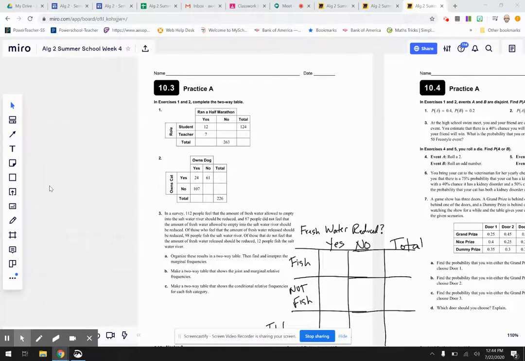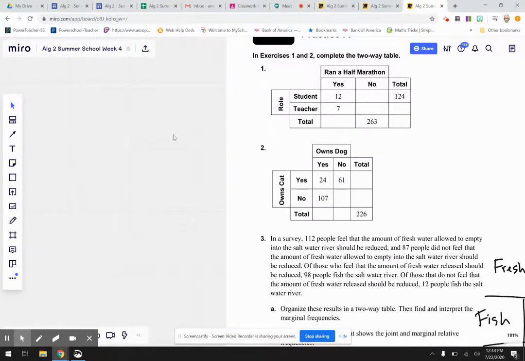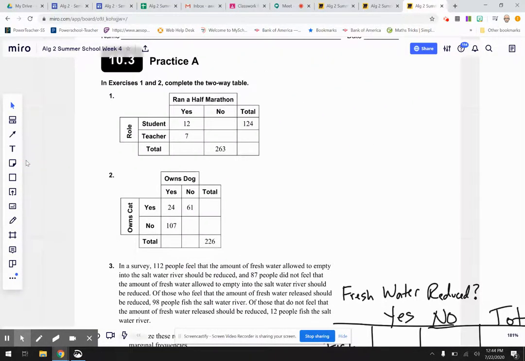It's about running a half marathon. So how many have run a half marathon? Yes or no? If they've given you one part of it, you can fill in the other part. So if they said 12 people yes, that means you've got 112 people that are no's, because it has to add up to 124 total. So you just subtract 124 minus 12.